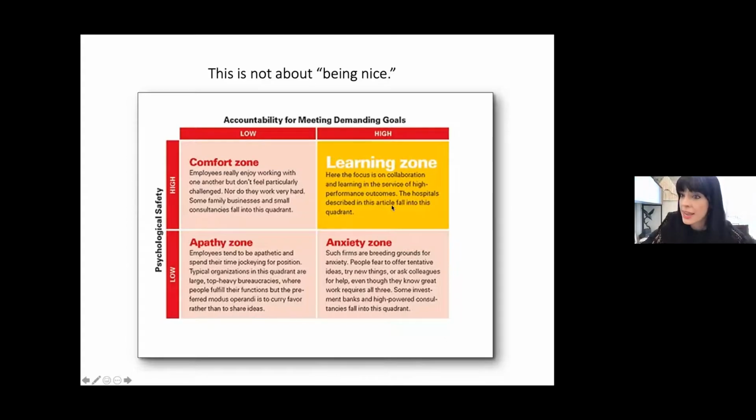You could have high accountability, high expectations. You are going to do this for your patients. You're going to do this for the team. But if psychological safety is low, because they're also getting yelled at and being mistreated, they're in the anxiety zone. They might work hard, but they're scared of you and they're not retaining what they're learning because their cortisol levels are through the roof, right? So where we want to be is the learning zone. Really high expectations and also high psychological safety. There's a focus on collaboration, learning in the service of high performance.